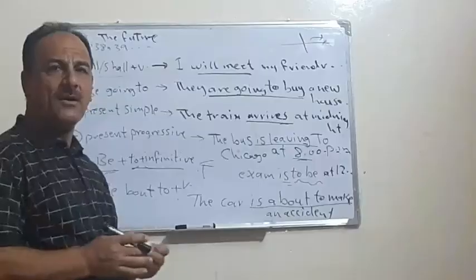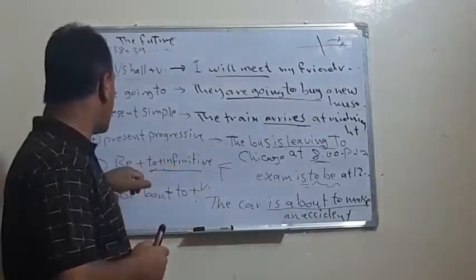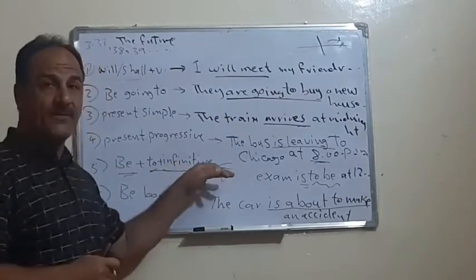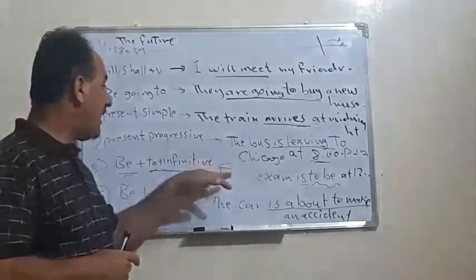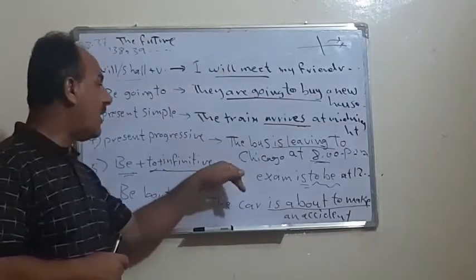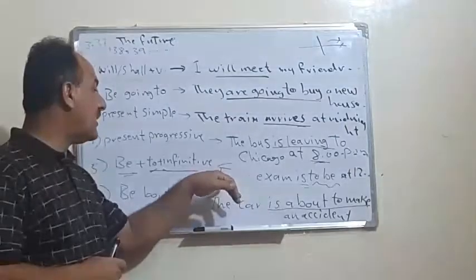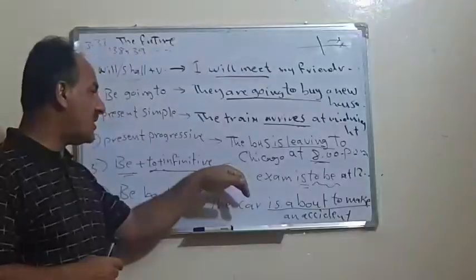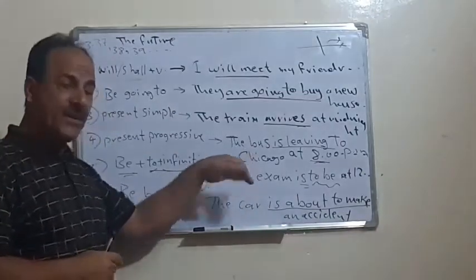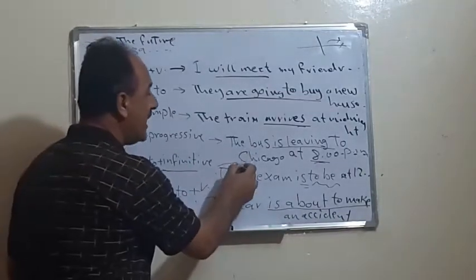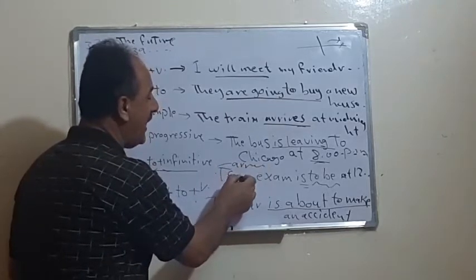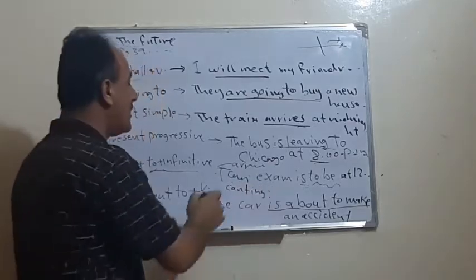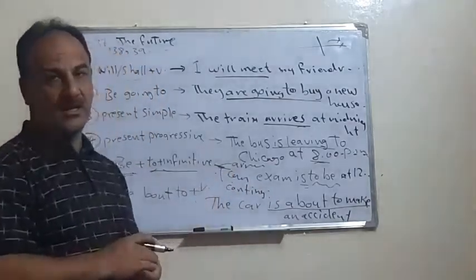Just to remind you, in case number 5, be plus infinitive, we have 3 cases according to the meaning. The first one we call the arrangement, the second one we call the command or order, and the third one we call the contingent future. Contingent means conditional. So these are the 3 cases: the arrangement, the command, or the contingent future. I want you to check these cases.